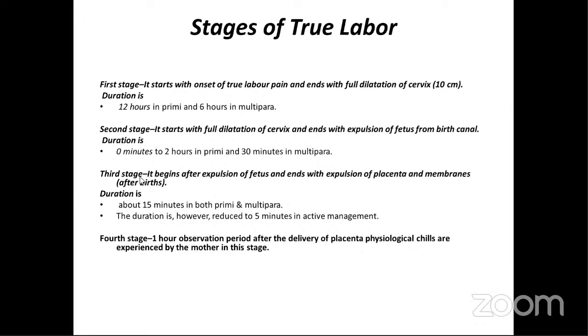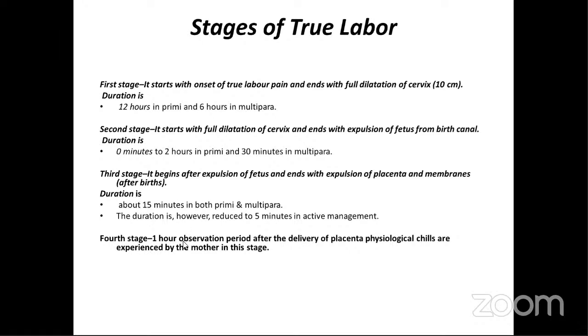Then comes the third stage of labor. After the delivery of the baby, the expulsion of the placenta and the membranes, or what you call afterbirth, is called the third stage of labor. The duration is about 15 minutes in both primi and multipara, and it is reduced to 5 minutes if you have conducted active management of the third stage of labor. We'll understand active management in the subsequent slides. Without any intervention, the normal duration of the third stage is about 15 minutes, which you have to remember.